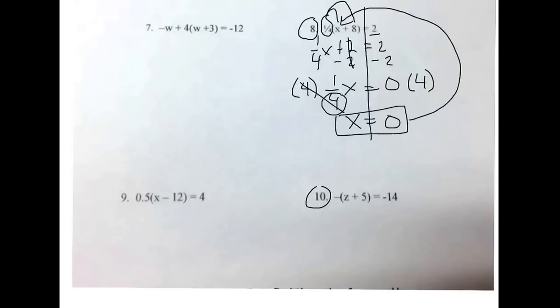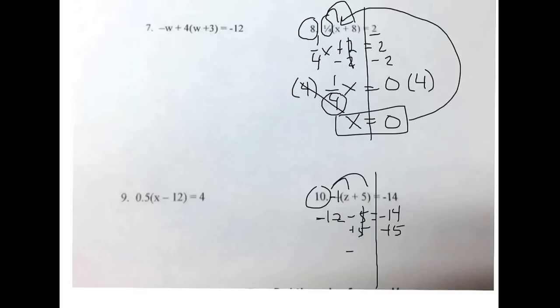Number 10, anytime we have just a negative by itself, it's in our best interest to put a 1 right there with it. So that becomes -1, and we distribute that. -1 times z is -1z. -1 times 5 is -5. Draw our line down. Bring down our -14. Bring down our equals. We get rid of a -5 by doing +5 to both sides.